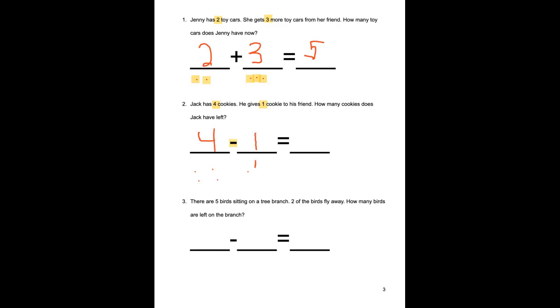So basically, if you have 4 started out with, and you're going to take away 1, you're going to count. How many are left? Okay. 1, 2, 3. So 4 minus 1 equals 3.